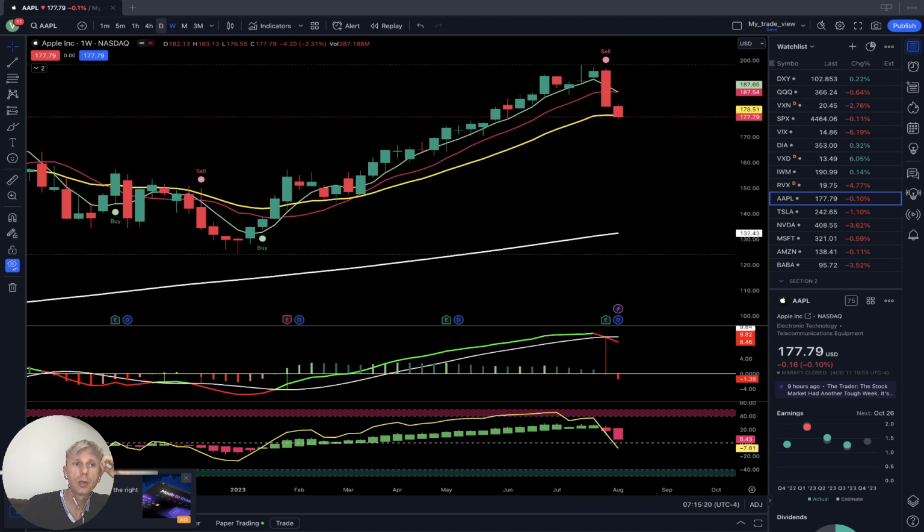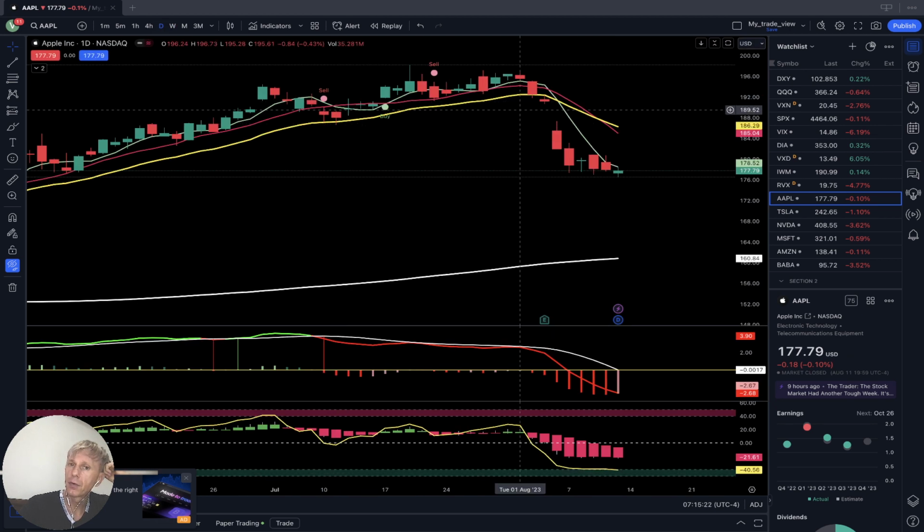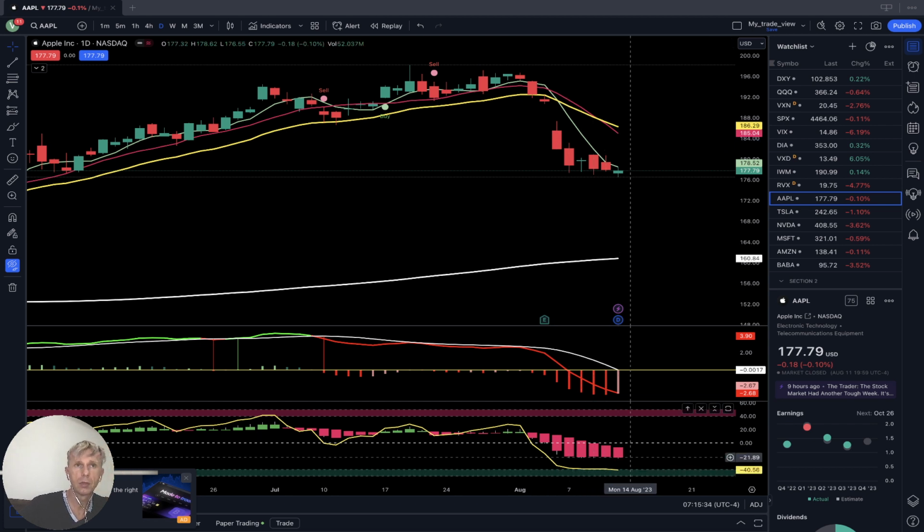Let's check daily what's going on. Daily, it's definitely a bearish reversal. It left a gap down, left a gap down. On RSI, it's very oversold, right? It definitely wants to have some bounce. It wants to have some correction. It's very oversold on the daily time frame for Apple.